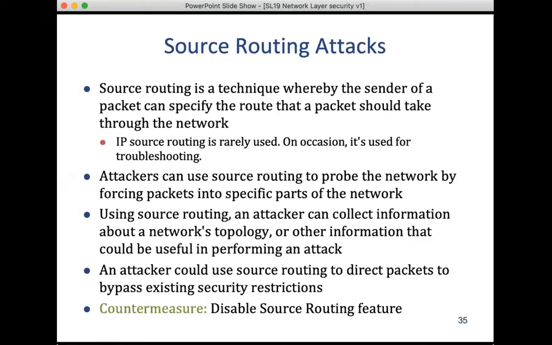Or, for example, an attacker can use source route to direct packets to bypass existing security restrictions. For any restricted network, entries and exits are well defined. However, there might sometimes be some connections which are not very well known, but known only to a few people, that can be used for entry into the network.